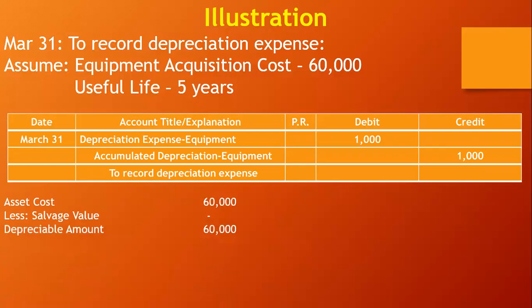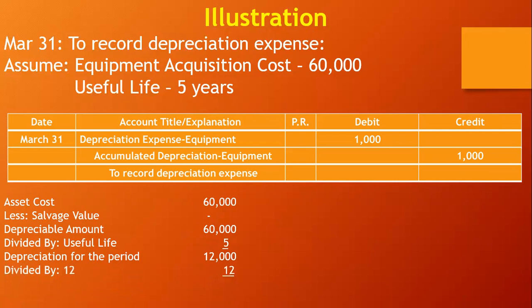And then depreciation, depreciable amount. Simply, yun na rin yung acquisition cost since we don't have a salvage or residual value. And then divided by the useful life, that is 5 years. So the depreciation amount, this is a yearly depreciation amount is 12,000. So divide natin again by 12 since ang ating i-record lang ay monthly. No? Monthly depreciation expense is 1,000. Okay. All right. So I hope this is very clear to you.